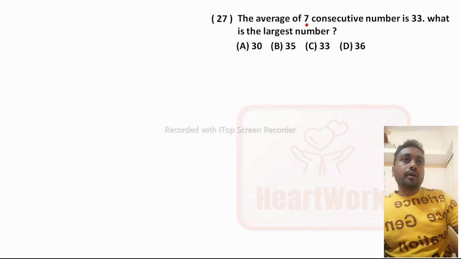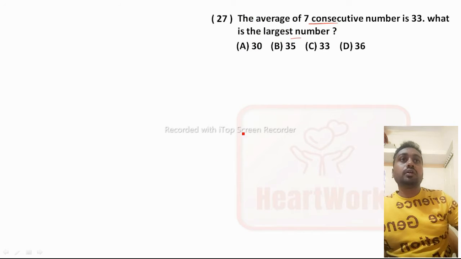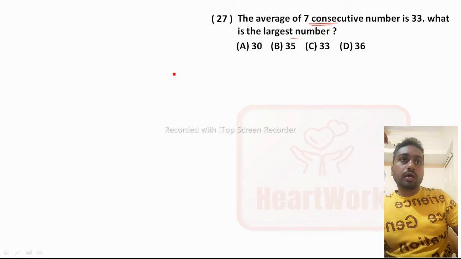Next, the average of 7 consecutive numbers is 33. What is the largest number? We need to find the largest number of 7 consecutive numbers. Consecutive numbers means in a sequence. 7 numbers are given in the sequence.